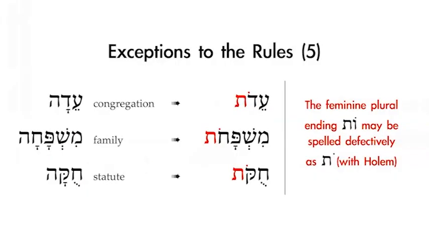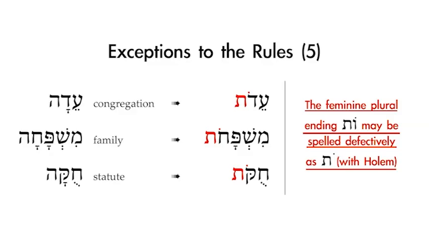And finally, our fifth exception to the rule is that the feminine plural ending ot, or holem vav tav, may be spelled defectively as ot, just with holem and not with holem vav. Now, in chapter 2, we talked about defective and full spelling. And one of the patterns for defective spelling is that the holem vav can be spelled just as a simple holem. And that happens frequently with the feminine plural ending.